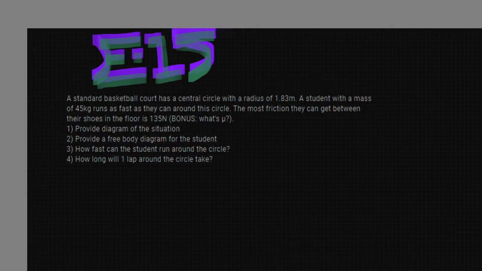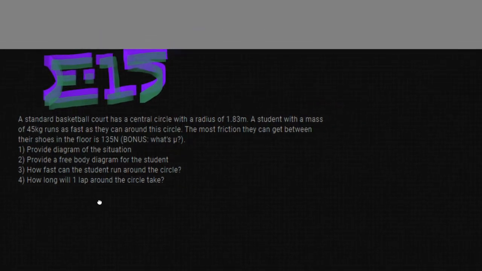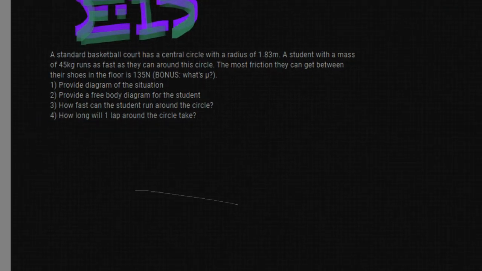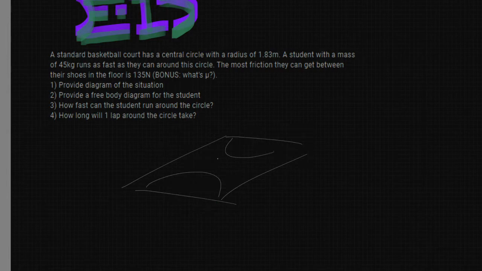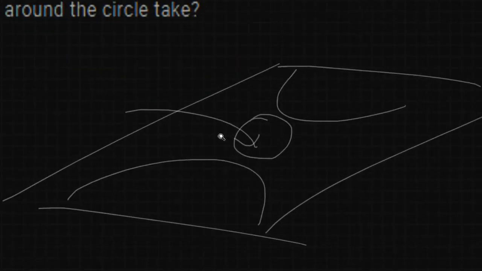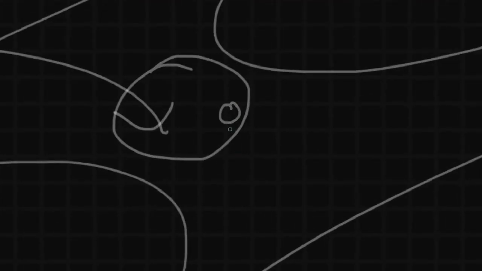So let's go ahead and walk through this problem. Standard basketball court has a central circle. So I did post a picture of it, but if you look at the basketball court, right, you have this thing and then this thing, and then in the center there's this circle, right? This circle right here, we have literally, I think in our class, like I've had you guys run around this circle.